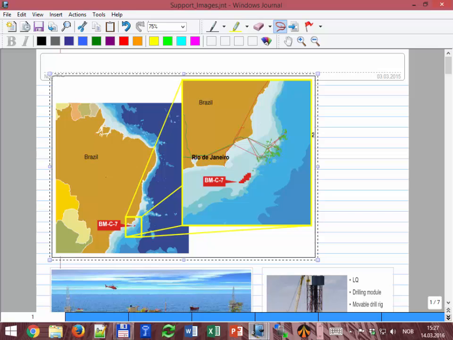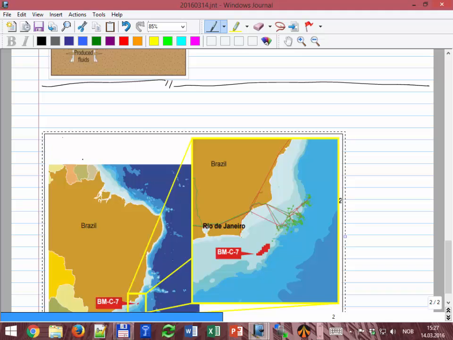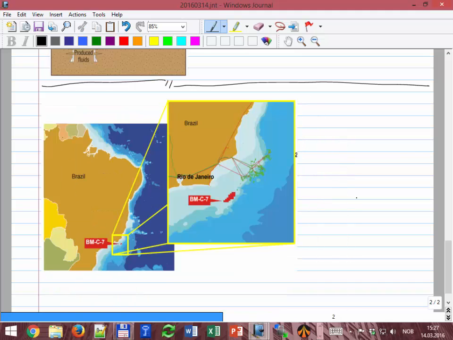That's the field for which I have found data. The Peregrino field is a field offshore Brazil, located south of, I think someplace here is Rio de Janeiro. Someone here from Brazil? No? Someone has traveled to Brazil, has been to Rio de Janeiro? No? Okay, I think it's someplace here.